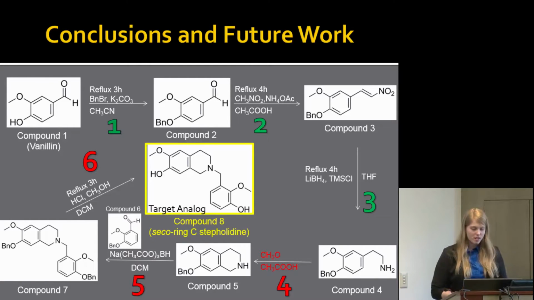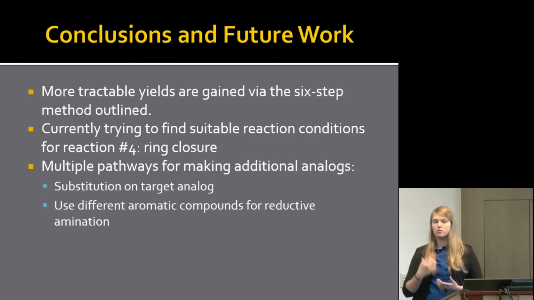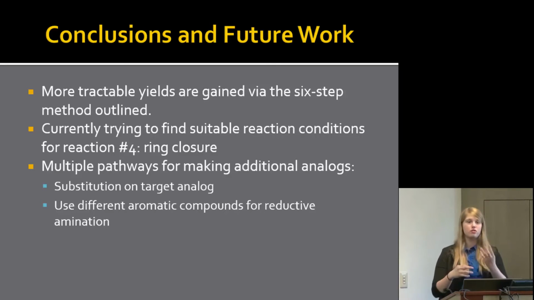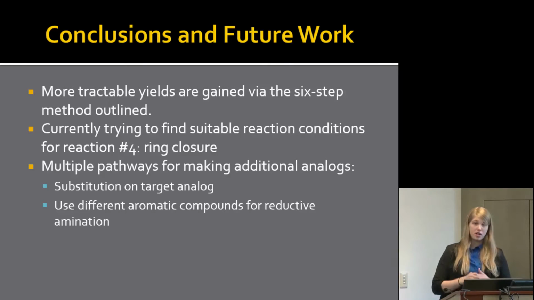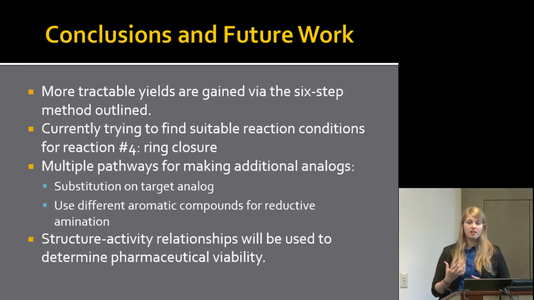So we anticipate being able to synthesize this molecule no problem in the future, and then once we do, we'll continue to synthesize additional analogs with substitutions on that, or changing that reductive amination step where we add that D ring. We could do different derivatives of that D ring or different other rings even attached to that, and make a whole library of analogs that can be analyzed in structure-activity relationships. So that's what we're going to do once we get significant quantities of these, then we'll send them out for structure-activity relationships, and that will tell us if they have pharmaceutical viability in the future.